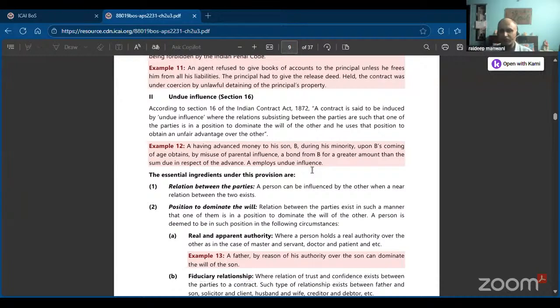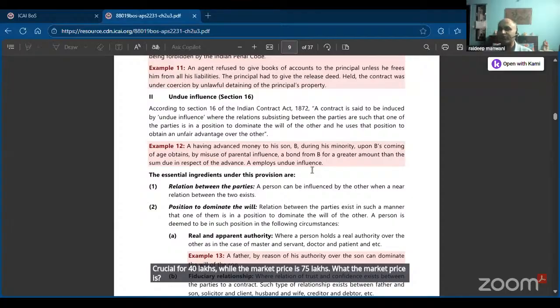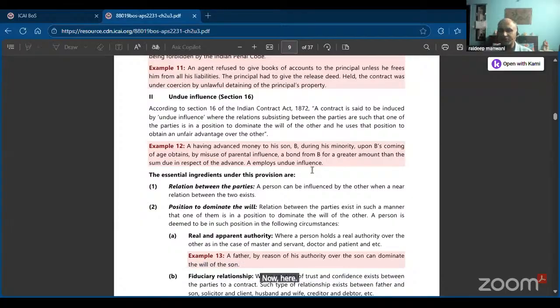Now, Adrut knows that there is no other person who can treat him for that throat ache, and he's in a helpless situation, and he sells the flat to Kushal for 40 lakhs while the market price is 75 lakhs. Now, here there was a relationship between the parties, that is, doctor and the patient, and one person was in a position to dominate the will of the other person.